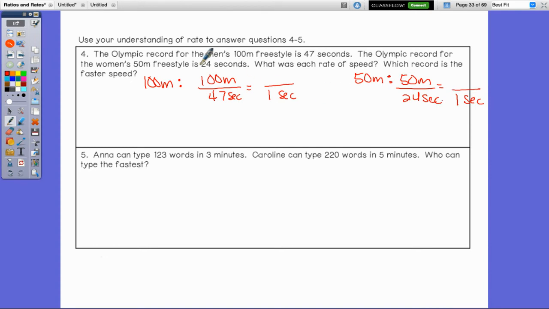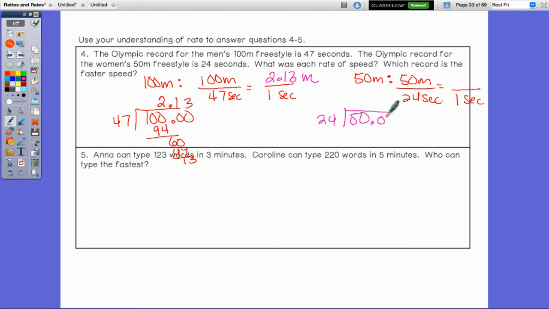Okay, so we're going to do the same thing. I'm going to do 100 divided by 47. They are going to go 2 meters. That is 94. Bring down the 0, this is a 6. 47 goes in 1 time. So the men's record is 2.13 meters per second.